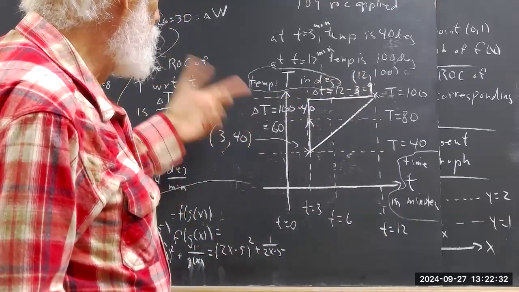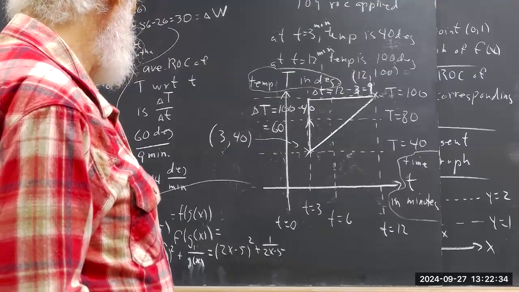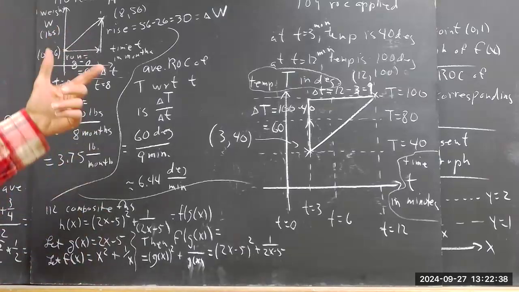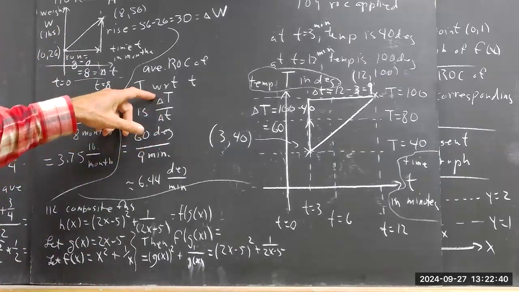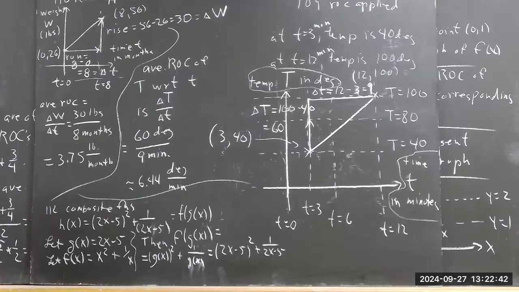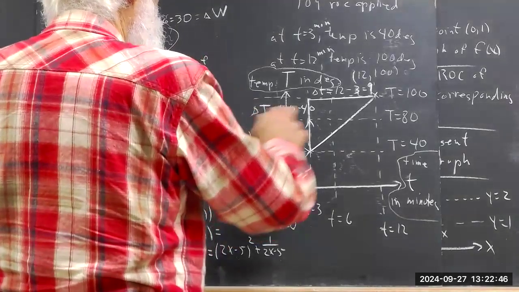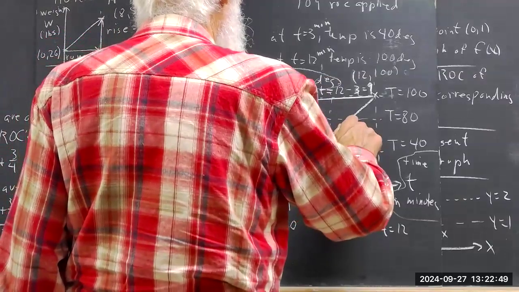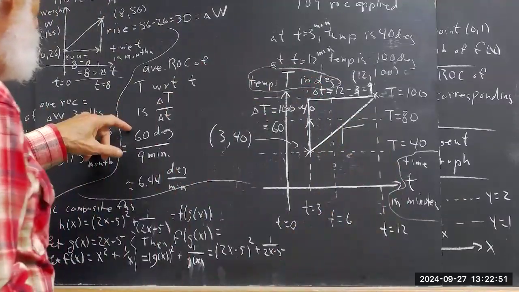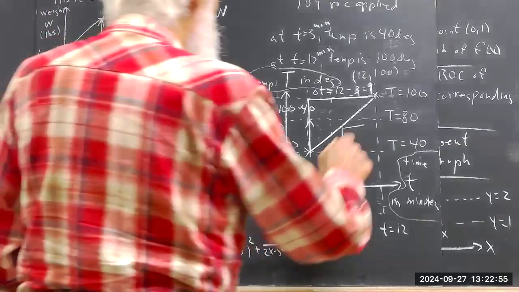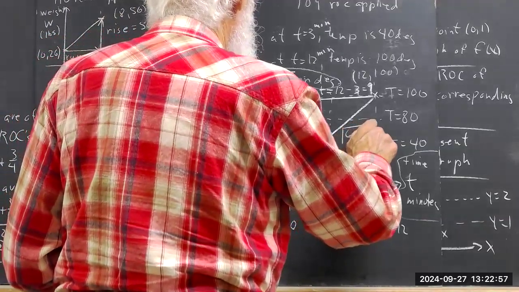And your slope is the change in temperature divided by the change in time. And that's exactly what the average rate of change is. So we could label this. This is your rise, this is your run, and here's your slope. And it's going to be 60 over 9. And I'm going to write that as 60 over 9.